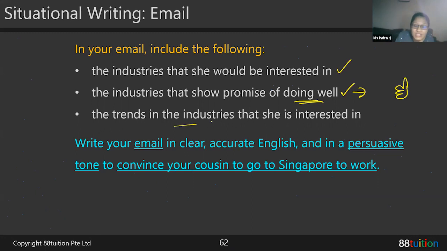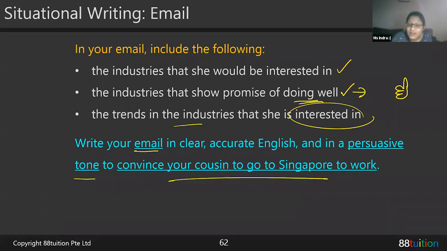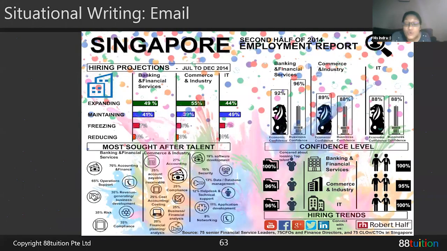Okay, and of course the industry trends in the industries that she's interested in. As an accountant, what could she be interested in? Banking and finance, right? Maybe she could possibly be interested in commerce or hospitality, for example. So write your email in clear, accurate English and in a persuasive tone to convince your cousin to go to Singapore to work.